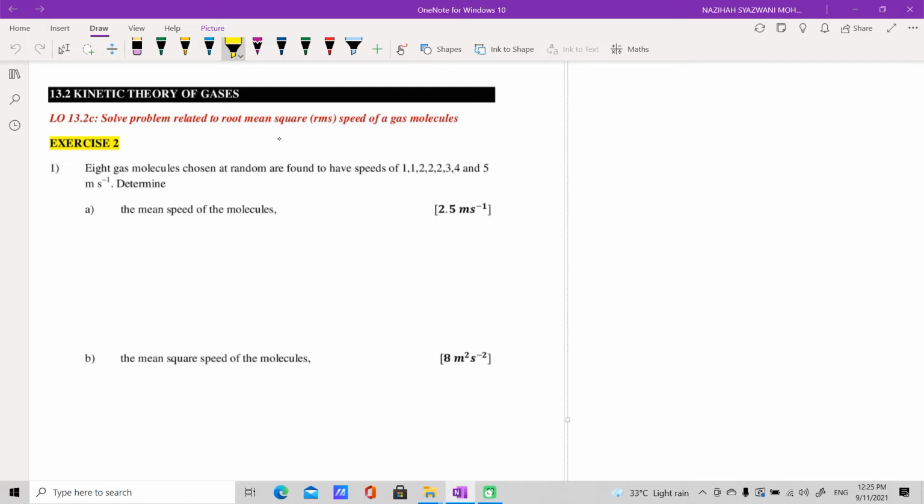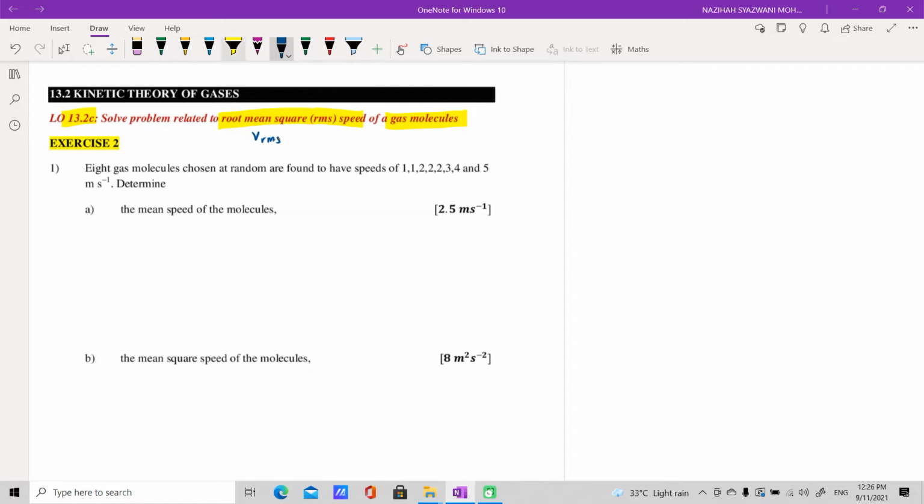So we meet again. We will continue with learning outcome 13.2c, solve problem related to root mean square speed of a gas molecule. Okay. First and foremost, you need to know that the root mean square, sometimes we are going to use root mean square. Okay, so the symbol would be VRMS. Okay, so this is the symbol for root mean square speed.